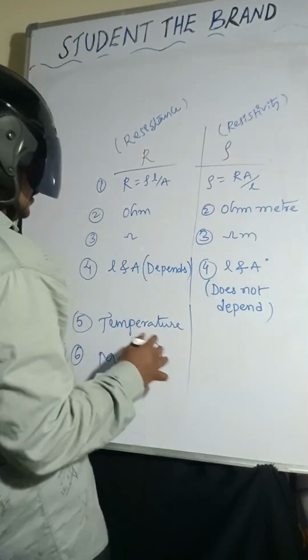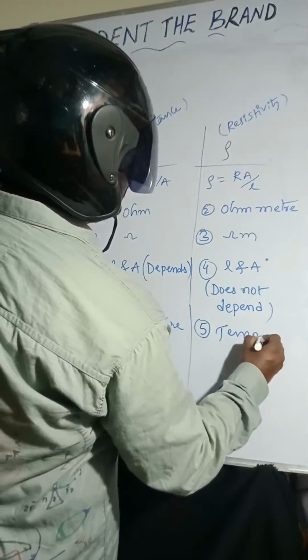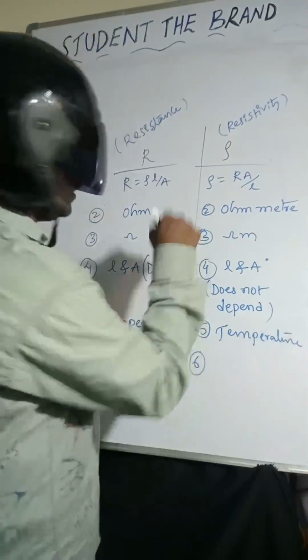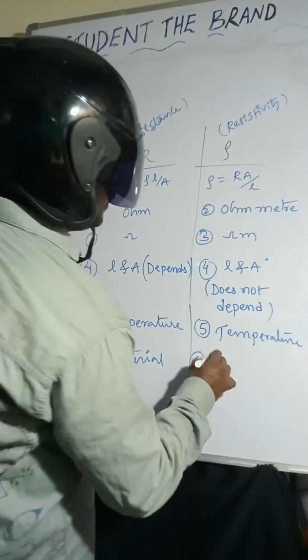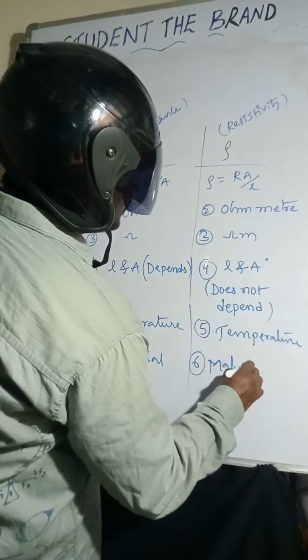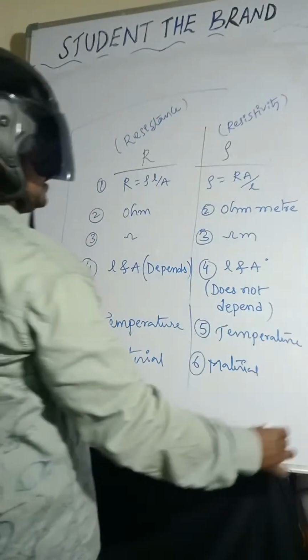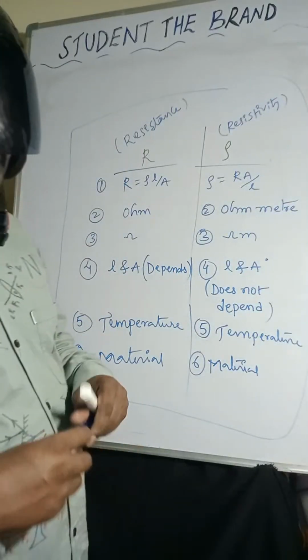So fifth one, resistivity depends on temperature. Coming to the sixth one, resistivity depends on the material of the conductor also. So these are the differences between resistance and resistivity. I hope it is very clear. Once observe here.